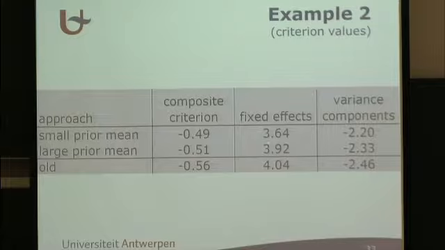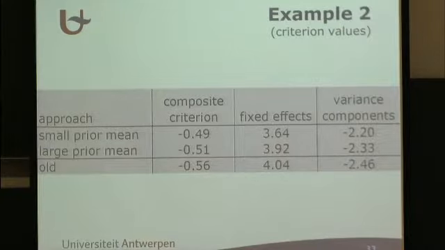And for the variance components, it's of course the other way around. The values here are better for the new designs than for the old design, indicating that the new designs do better in terms of variance component estimation than the old design.